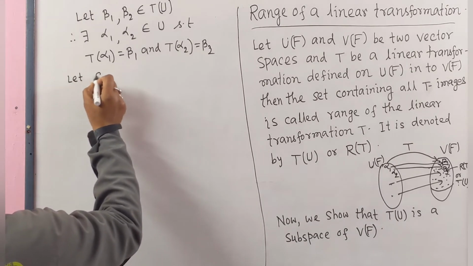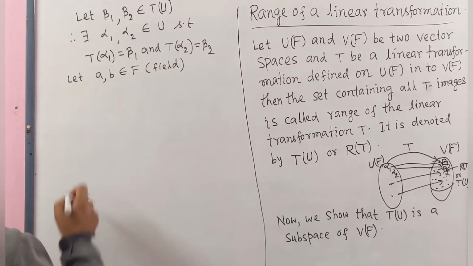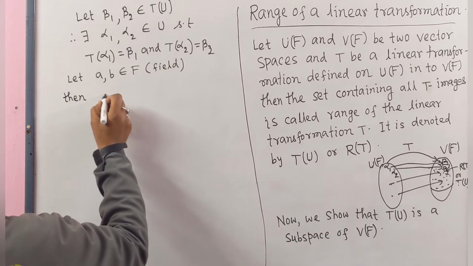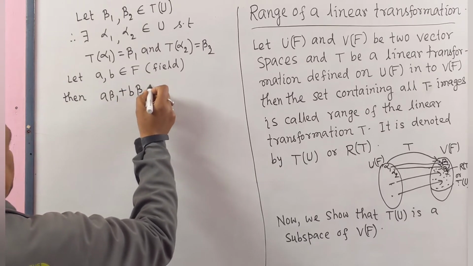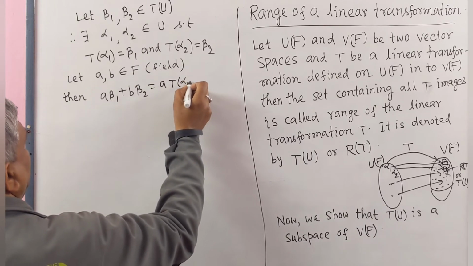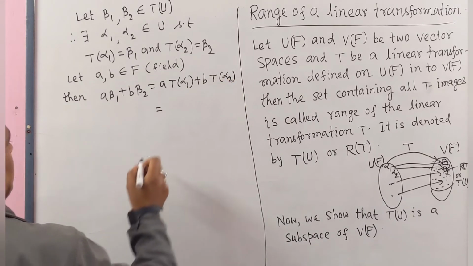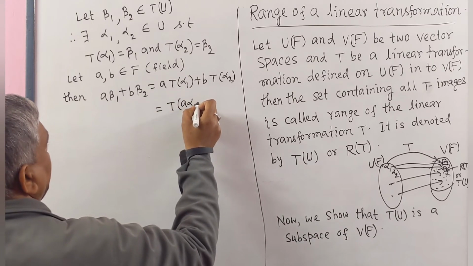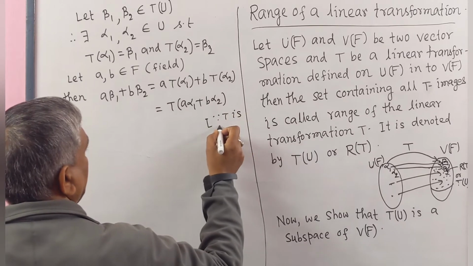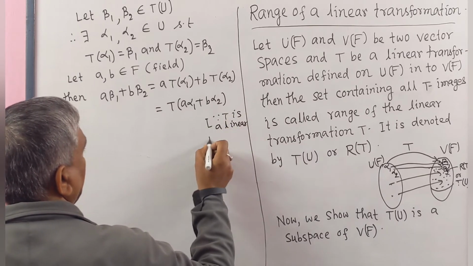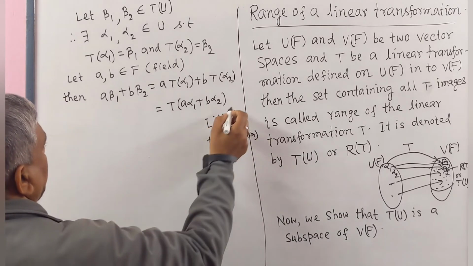Let a, b belong to F field. Then a beta 1 plus b beta 2 equal to a T(alpha 1) plus b T(alpha 2) equal to T(a alpha 1 plus b alpha 2), since T is a linear transformation. This is number 1.